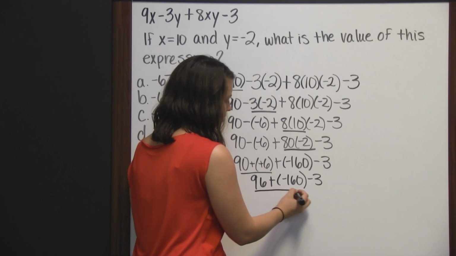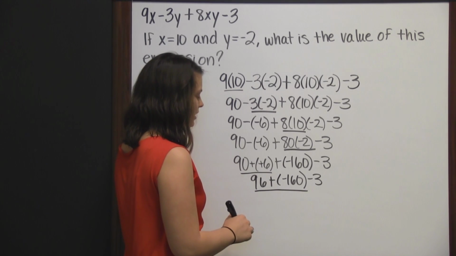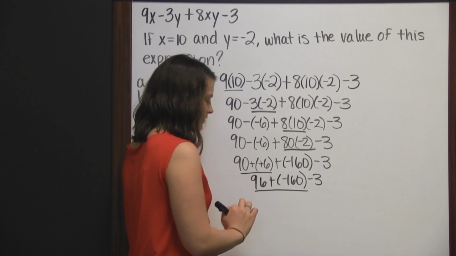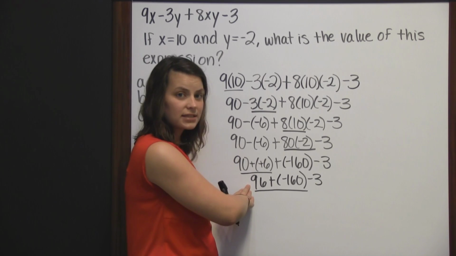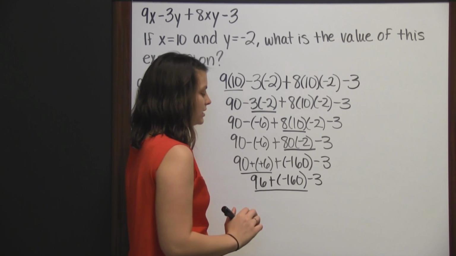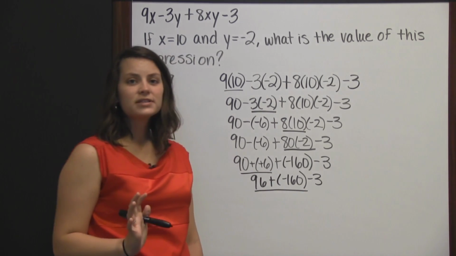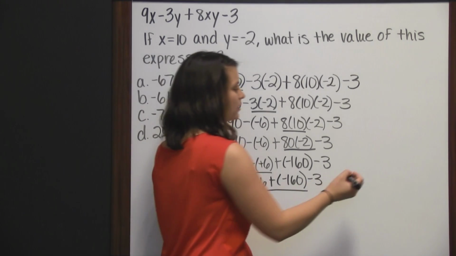So next we have 96 plus negative 160. These two numbers have different signs. 96 is positive, while 160 is negative. Since they have different signs, we need to subtract them. So I'll do that off to the side.